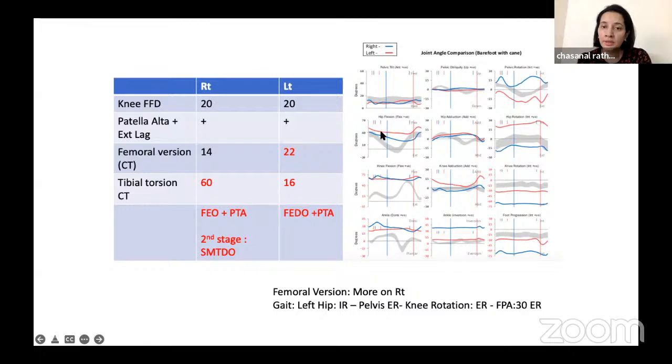And at the same time, the rotational problem can be corrected on the left side while doing the crouch correction. And the second stage, I'll do a tibial derotation osteotomy. So that's how I planned this child.